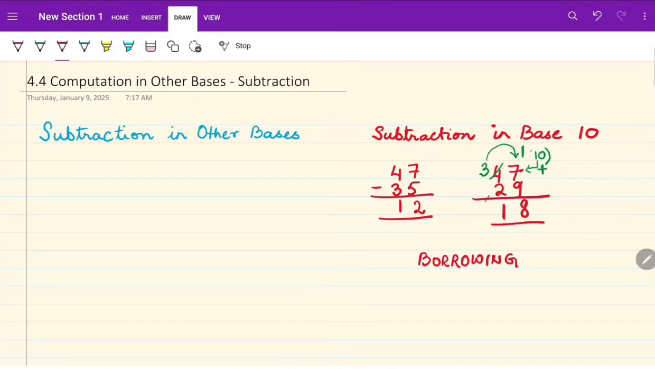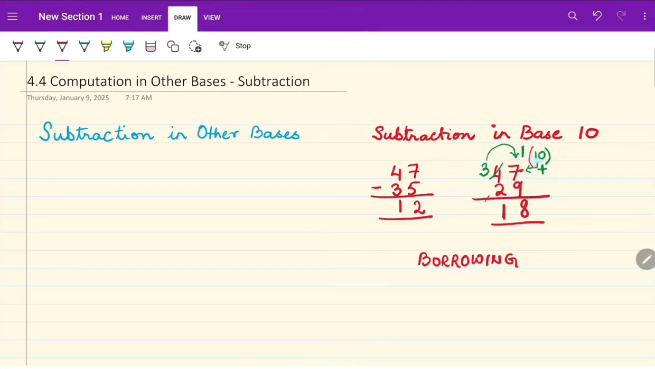So to summarize, we will be looking at the digits. If the digit on top is smaller than the digit at the bottom, we will borrow one bundle from the left column, unbundle it, and add the pieces to the digit on top, and then perform the subtraction.